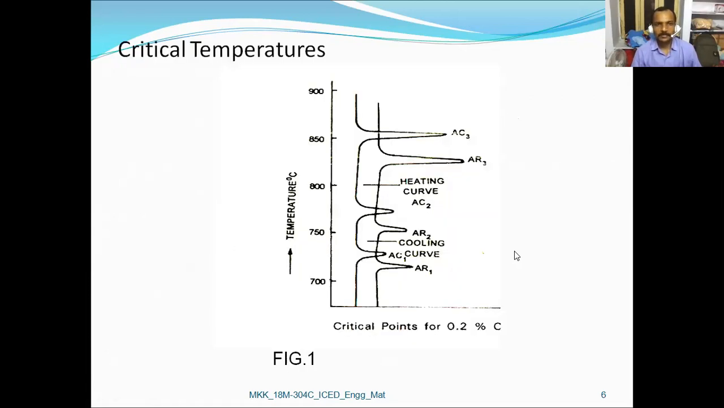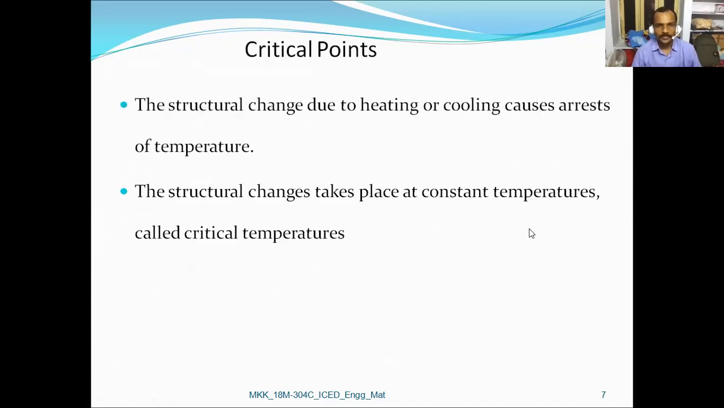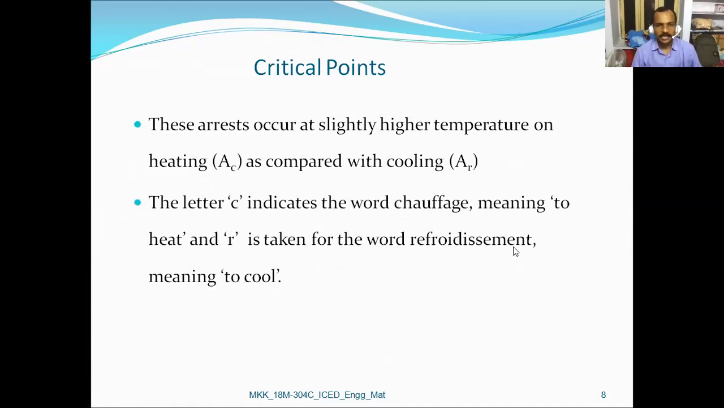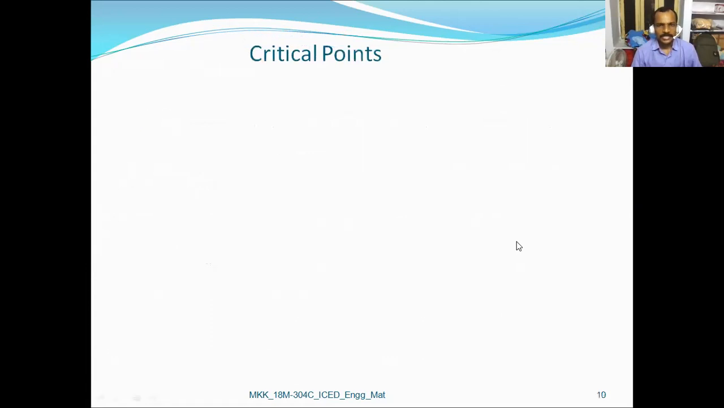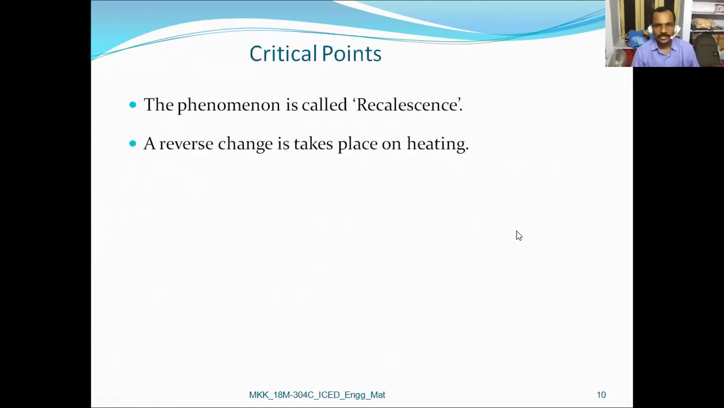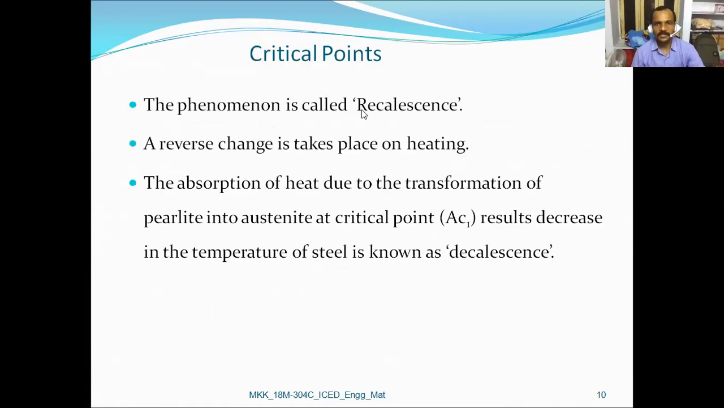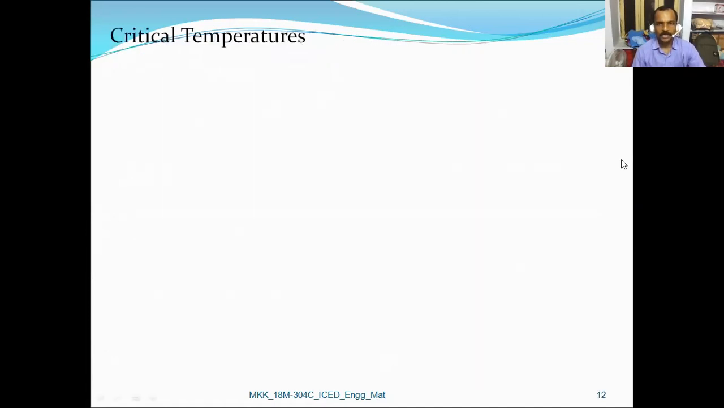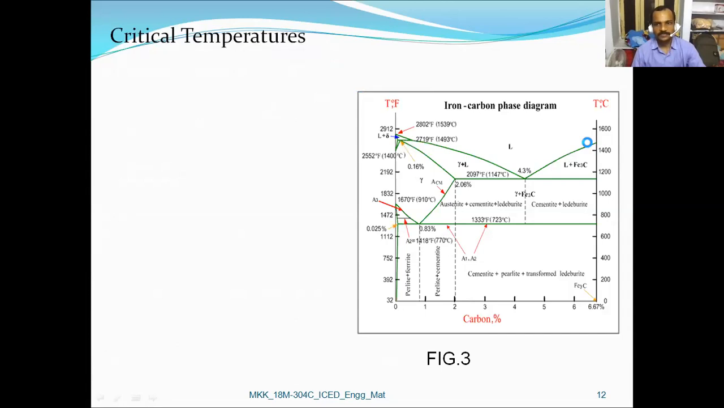Later we studied the critical temperatures and critical points given by Acr, A1, A2, A3, Acm. We studied different terms like recalescence and decalescence. And as I already discussed, A1, A2, A3, Acm are the critical points we discussed as a part of critical temperatures at which the phase transformation occurs.